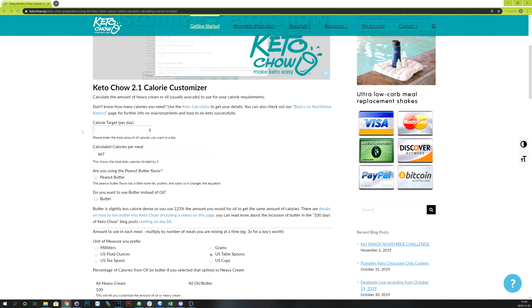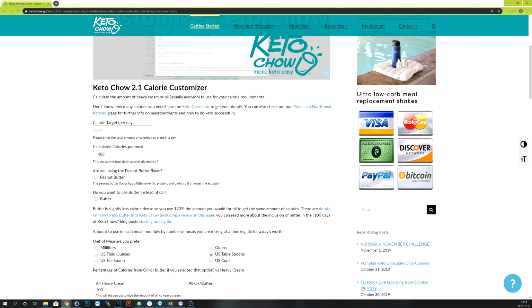So I'm going to type in 1200 just to make it easy. So 1,200 calories. That's meaning that we need 400 calories a meal. There's a few other options here. The peanut butter changes the equations a little bit because it has more fat, more protein, and carbs. If you want to use butter instead of oil, everything is about the same except that the butter is slightly less calorie dense. So you're going to use more butter than you would of oil.